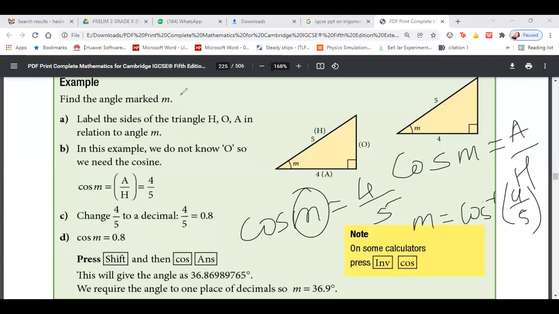Once that is given to us, we can simply write cos M is equal to adjacent upon hypotenuse. Therefore cos M is equal to 4 upon 5, but we need to find this angle. That means M is equal to cos inverse of 4 by 5, which you can put in your calculator and figure out the angle. The angle, whatever you find, needs to be rounded off to one decimal place only. Keep this in mind. Clear?